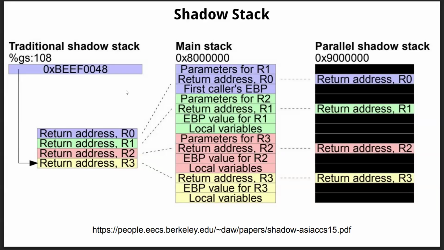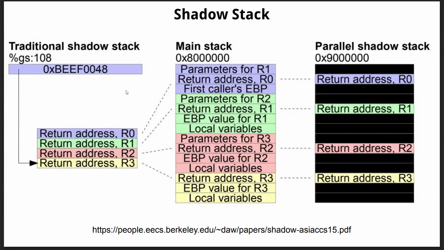So on the stack, we will have parameters, we have a return address, we have saved EBP, we have local variables, right? That's for one function. Then R2 calls R3, then R3 will keep generating those kinds of data, right? Parameters, return address, saved EBP, local variables. And the return address is stored there. We already know that. So in addition to the main stack, we store another copy of all the return addresses at a different place.